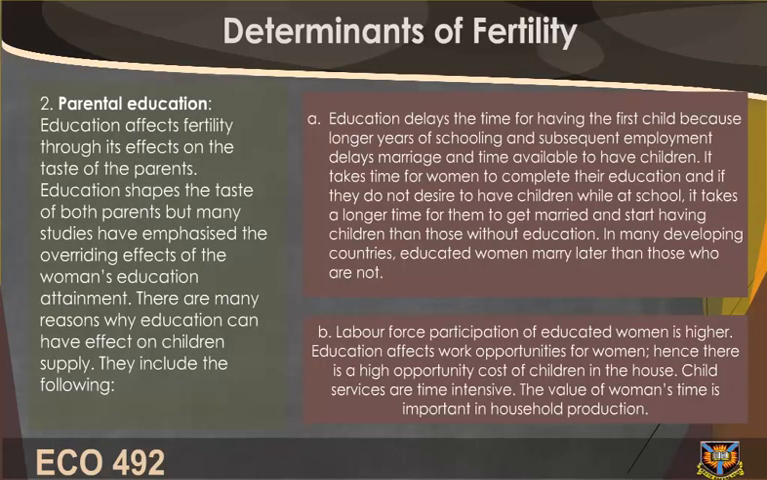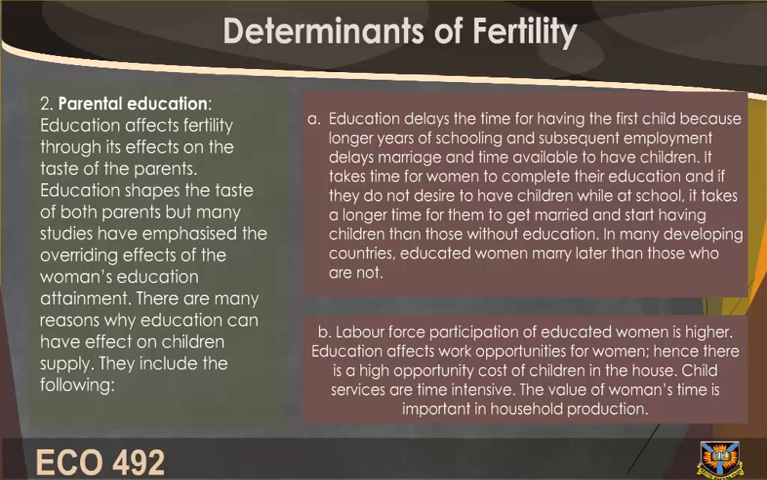2. Parental education. Education affects fertility through its effects on the tastes of the parents. Education shapes the tastes of both parents, but many studies have emphasized the overriding effect of the woman's educational attainment. There are many reasons why education can have an effect on children's supply. They include the following. A. Education delays the time for having the first child because longer years of schooling and subsequent employment delay marriage and the time available to have children.